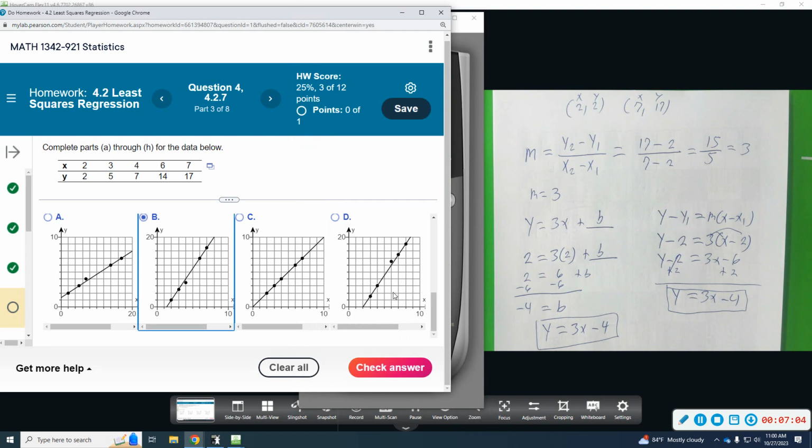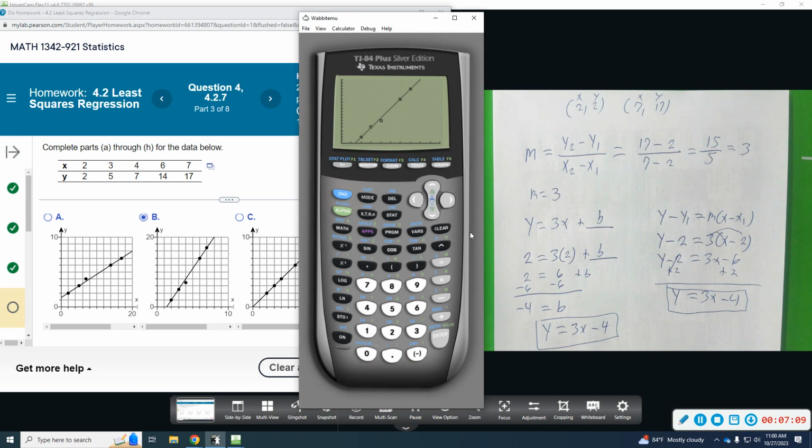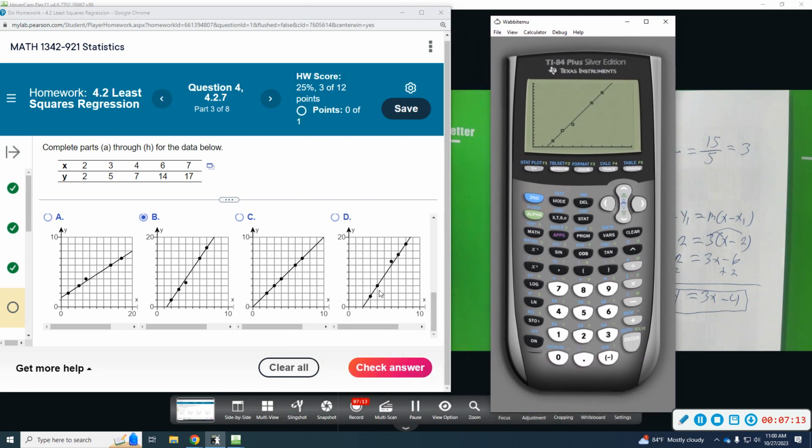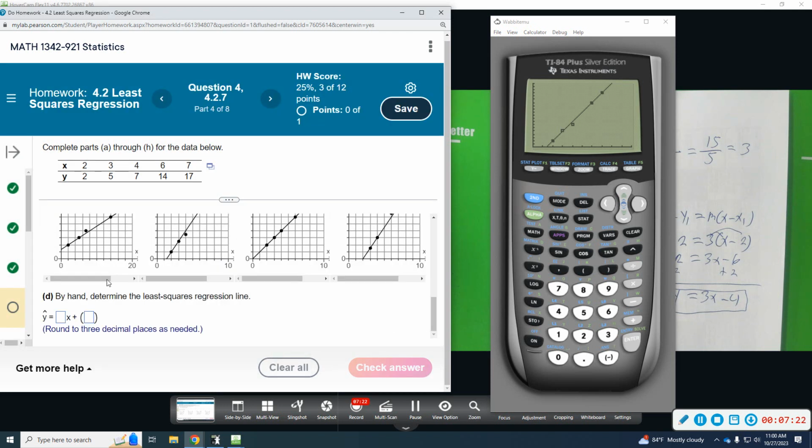Let me look at these a little bit closer. Move this over. So it goes through the center, close to that one. This one's on the bottom half. Yeah, so B is going to be the best line of fit.